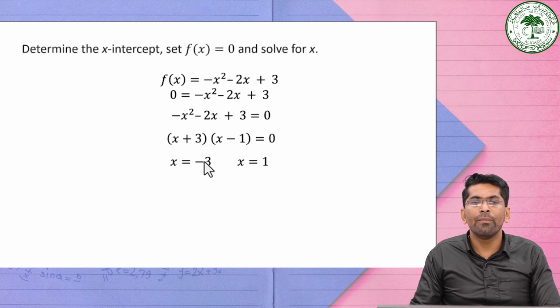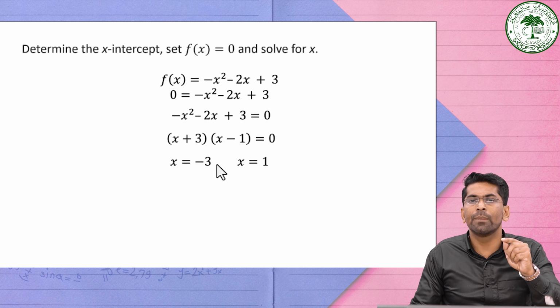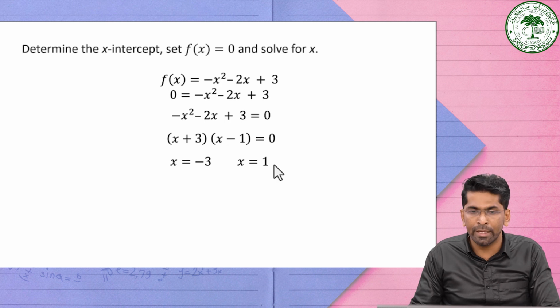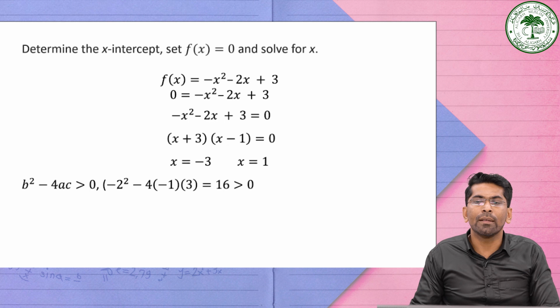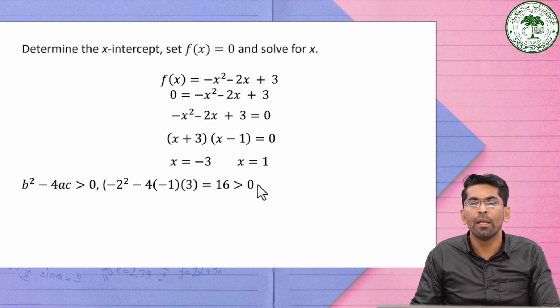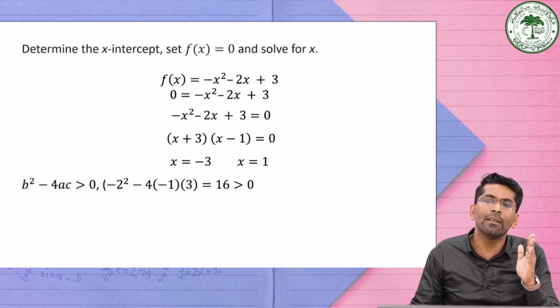Which means we have two values for x, which means the x-intercepts: the parabola touches the x-axis at 2 points, one is x is equal to minus 3 and another one is x is equal to 1. So here the discriminant, b square minus 4ac, is greater than 0, because it is minus 2 square minus 4 into minus 1 into 3, which is 16, which means it is greater than 0. So therefore, for the quadratic equation here, we have two distinct real roots, that is minus 3 and 1.